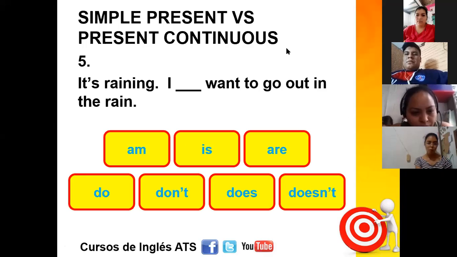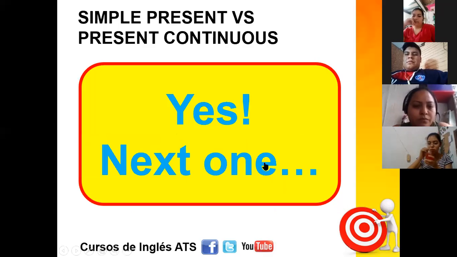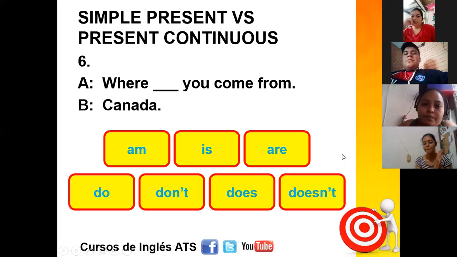Xiomara, it's raining right now. I don't want to go out in the rain. Perfect. I don't want to go out in the rain. Yes, I don't want to do it. Good. Next one. Marvin.